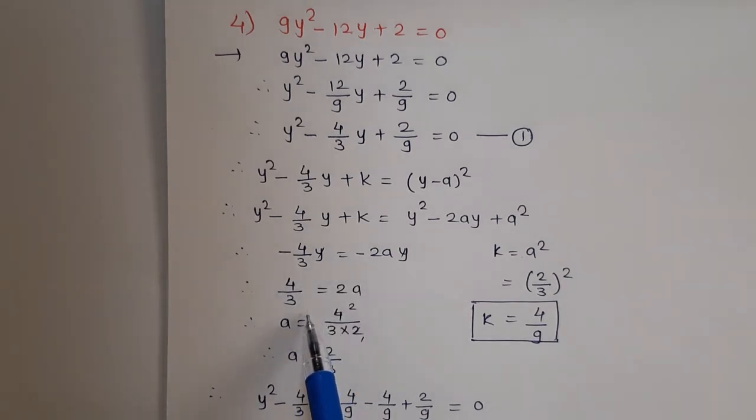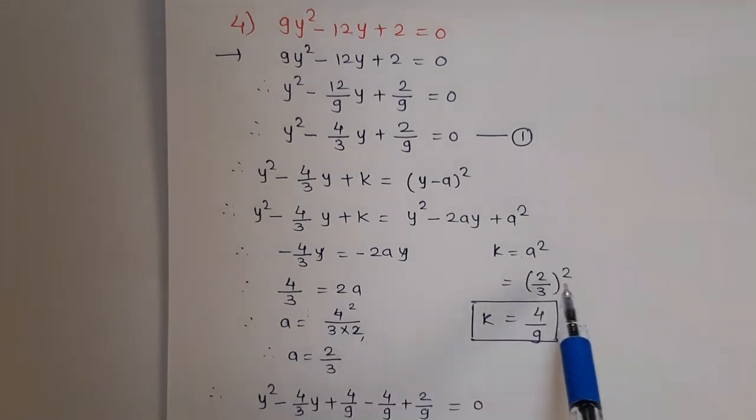We get 4 upon 3 equals 2a. That means a equals 4 upon 3 into 2. Here this 2 is multiplied, after shifting it becomes divide. So a equals 2 upon 3. And k is nothing but a square. So here 2 upon 3 square. So k equals 4 upon 9.